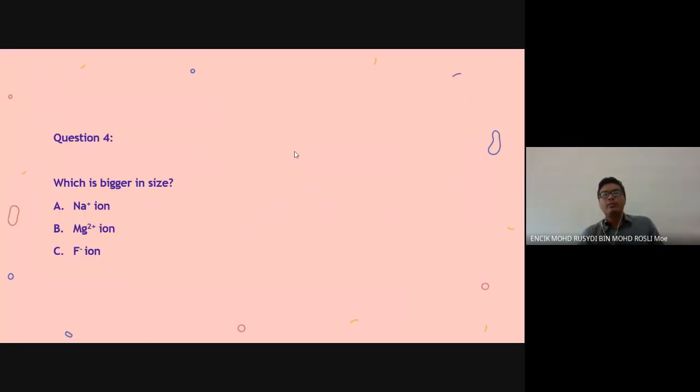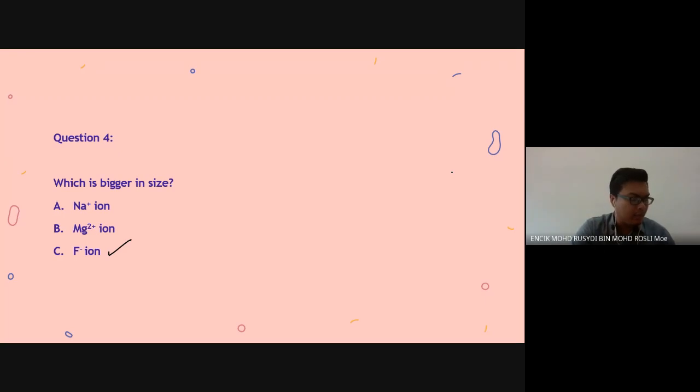Cuba tengok yang ni. Tadi saya dah bagi jawapan actually. So siapa yang paling besar di sini? So ada yang jawab C. Yang lain-lain boleh tulis jawapan dekat komen. So obvious answer kan actually. Jawapannya adalah C. So fluorine dekat sini. Alright, okay. So kita teruskan lagi.